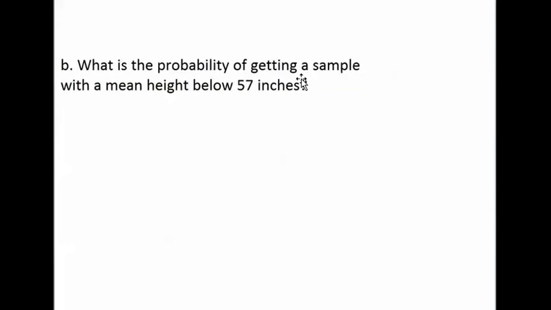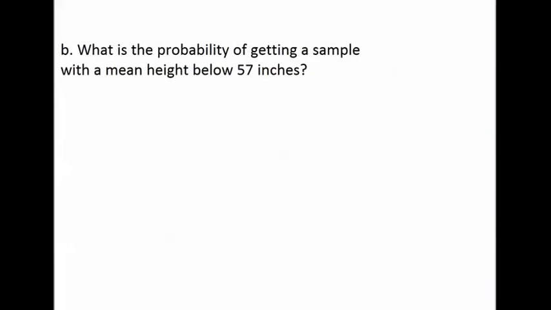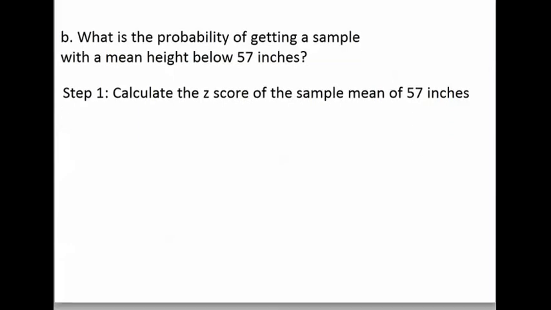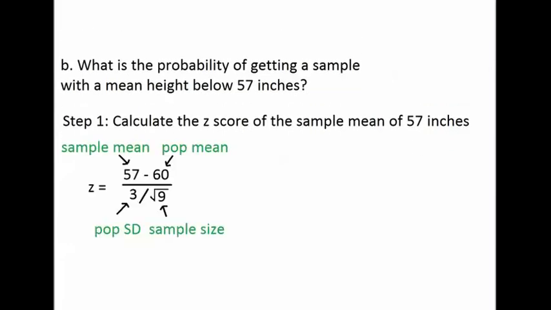This first question says, what's the probability that the sample mean will come out to a number below 57? Since this is a below question, we can follow the 2 steps that I showed you earlier. We just calculate the z-score of the sample, and then we go to the z-table and look up the z-score. So to calculate the z-score of the sample, we just follow this formula right here.